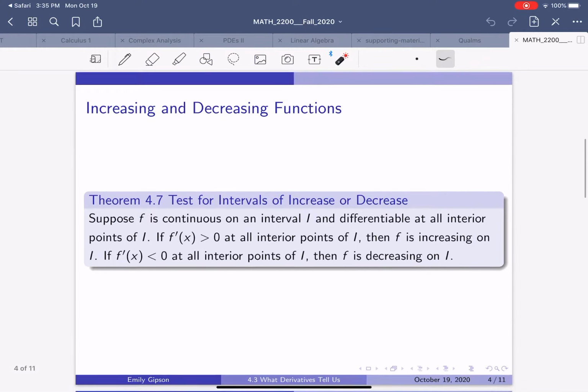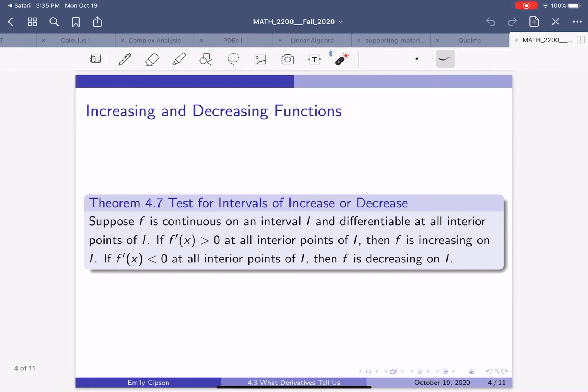So how do we compare that to what we know about derivatives? And this is where theorem 4.7, the test for intervals of increase or decrease, comes into play. Suppose that f is continuous on an interval I and differentiable at all of the interior points. That's the same as saying it's continuous on the closed interval and differentiable on the open interval. If f prime of x is greater than 0 at all interior points of I, that is, our derivative is positive, then f is increasing on I. If our derivative is negative, that is, f prime of x is less than 0 at all interior points of I, then f is decreasing on I.